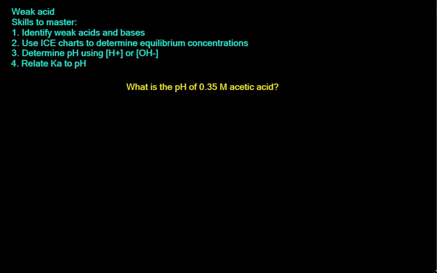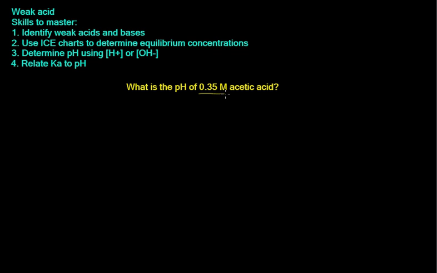Now that we've practiced strong acids and strong bases, it's time for us to practice weak acids. So the skills here: we're going to identify weak acids and bases. We're going to use ICE charts to determine equilibrium concentrations, use that information to determine pH, and relate Ka to pH. How does that even happen?